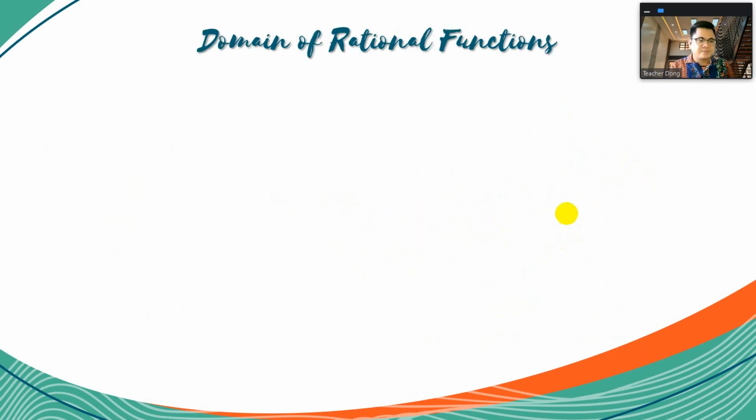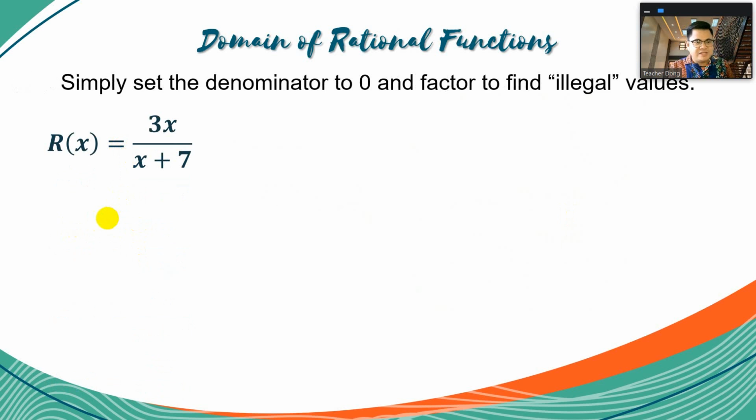Okay, next we have the domain of rational functions. So how are we going to compute the domain? So let's say we have r of x is equal to 3x over x plus 7. And guys, when we say domain, these are the values of x. Okay, values of x. So let's have this. So r of x is equal to 3x over x plus 7.